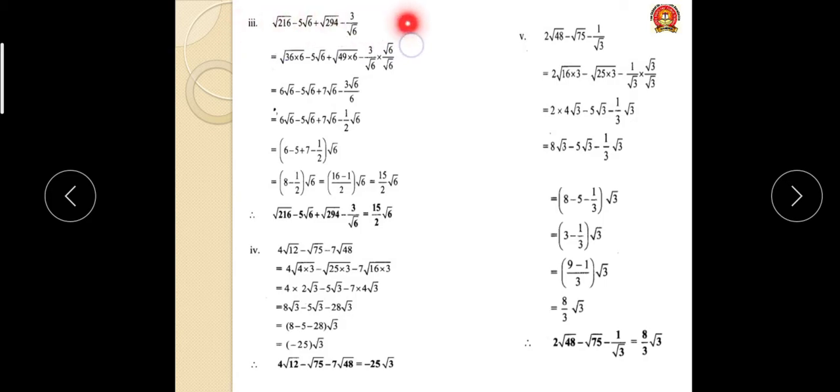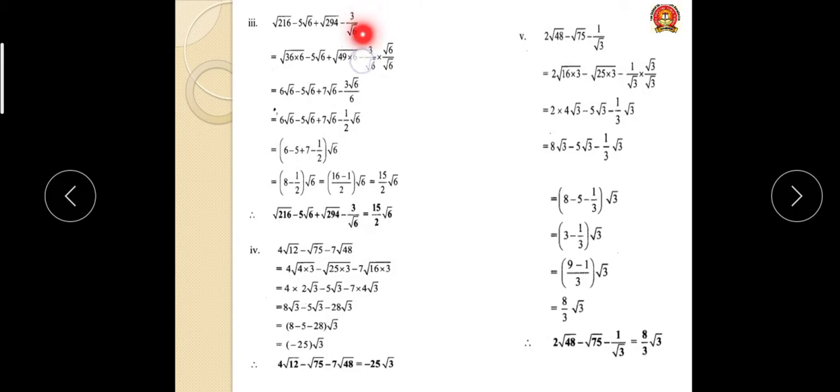Now see in this question, 216, we can write the factors of 216. If you are not getting it directly, do the prime factorization roughly, and by that you can write it directly. So 36 multiplied by 6, minus 5 root 6, and 294 becomes 49 multiplied by 6.